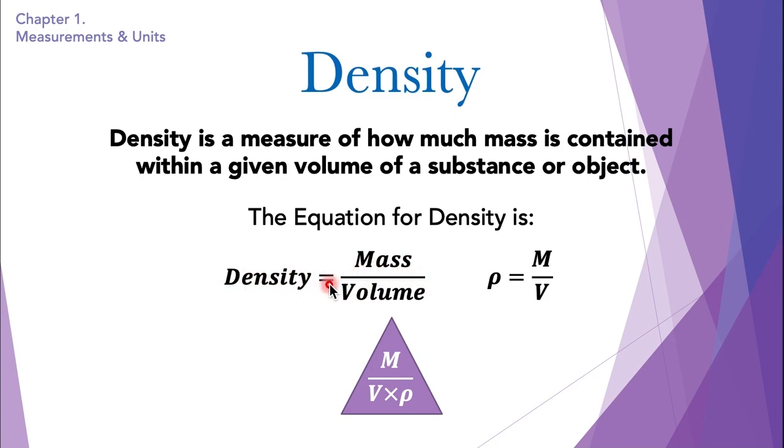To remember this, I have made this triangle over here. So this is how we write the equation in a triangle. Because mass is upon volume, we write mass above and volume below. And density is multiplying by volume.